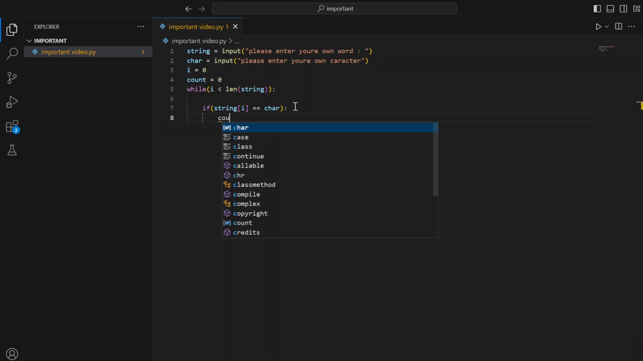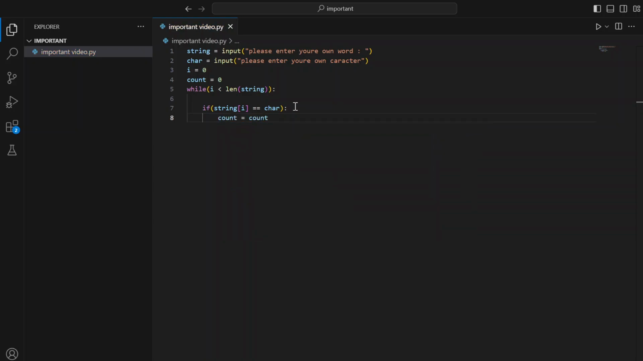Count equals count plus 1. Okay. i equals i plus 1.